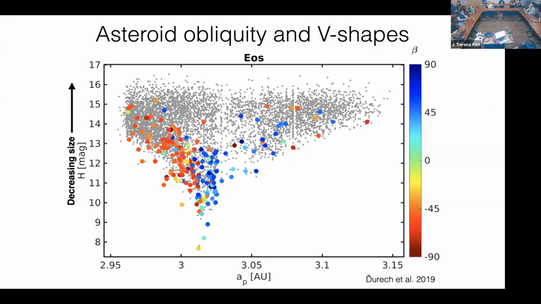And we know this is the case because with Gaia data, we can actually do shape modeling from highly precise Gaia photometry. We can do shape modeling of the individual members of an asteroid family to determine their obliquity.